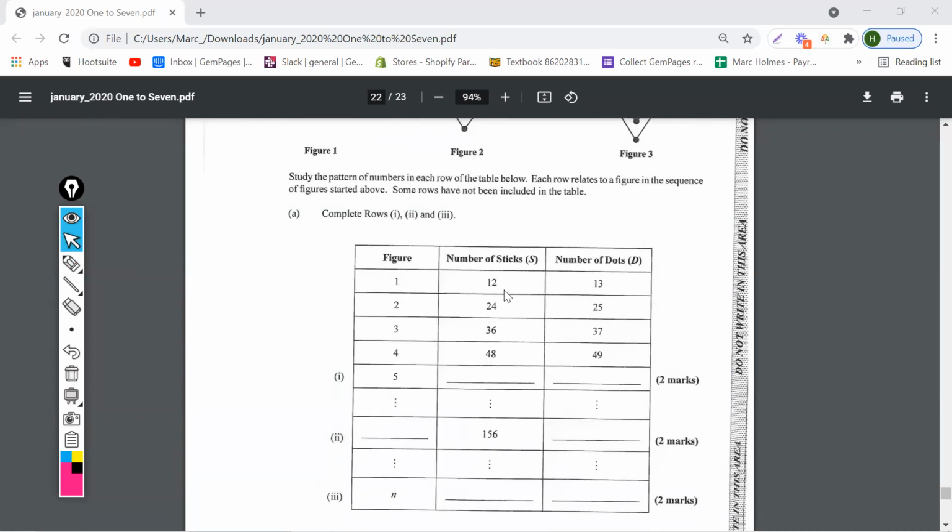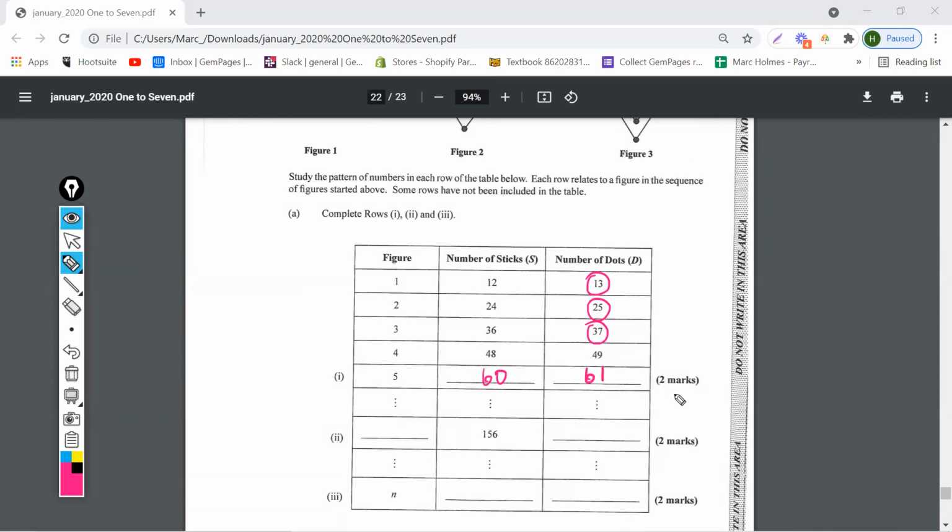So guys, without even looking at this figure, I'm just gonna look at the table here and look at the pattern. So you have 1, 12, 13, 2, 24, 25, 3, 36, 37, 4, 48, 49. So 5, what would this be? This is easy as cheese, to me still. 5 times 12 is 60. That makes perfect sense. I can see it's increasing by 12, right? 12, 24, 36, 48, 60. And then I notice that all of these are just plus 1, right? 24, 25, 36, 37, 48, 49.